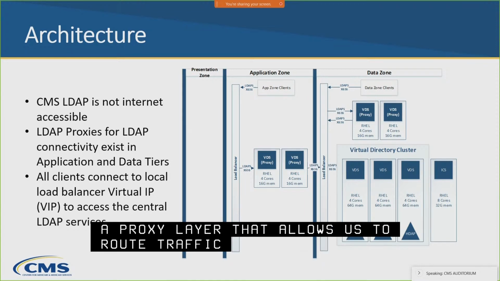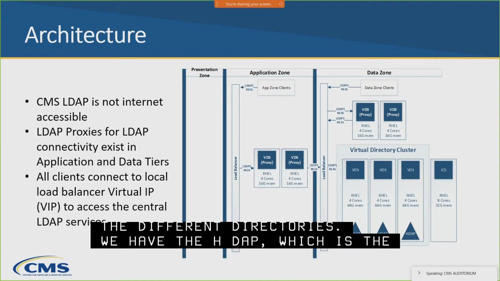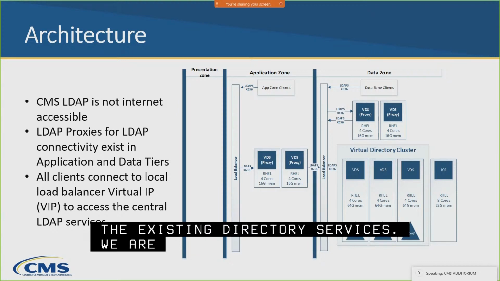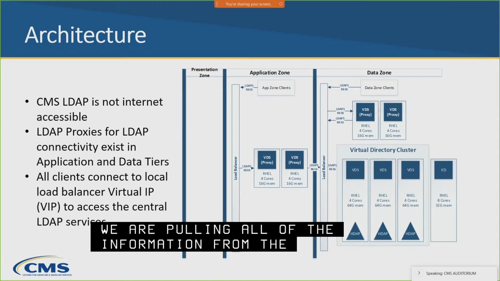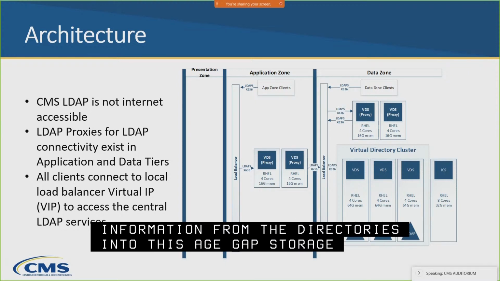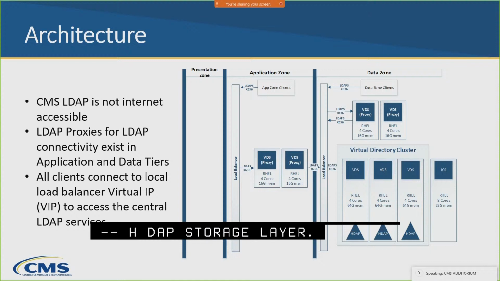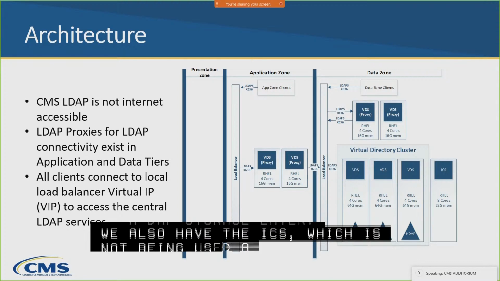We also have the HDAP, which is the storage layer. This is what we're using to replace the existing directory services. What we're doing is pulling all the information from these existing directories into this HDAP storage layer and performing that sync between the existing environment. We also have the ICS, which is not being used as part of the existing migration, but it will give us additional capabilities going forward for the more complex virtualization scenarios.